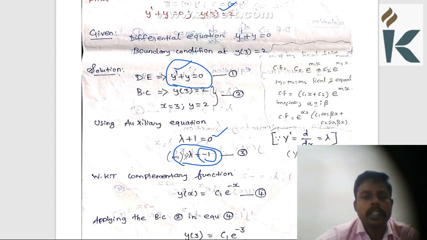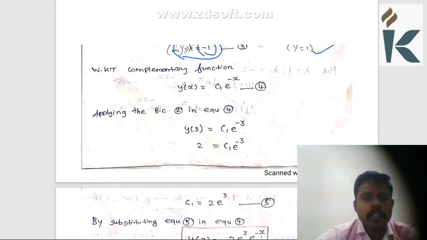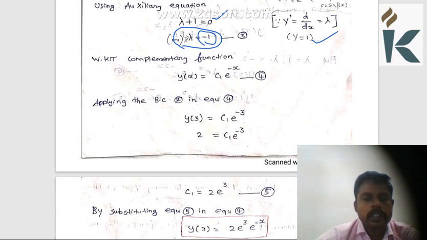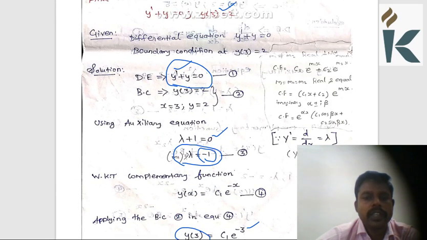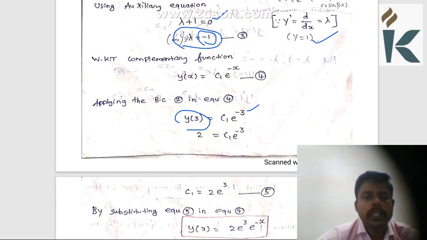That is nothing but, when we have to substitute h equal to 3. You have to substitute that h equal to 3 in this equation. Therefore, y of 3 is equal to c1 e power minus 3. The y of 3 value is given here: y of 3 is 2. We have to substitute the 2 here, and c1 e power minus 3.